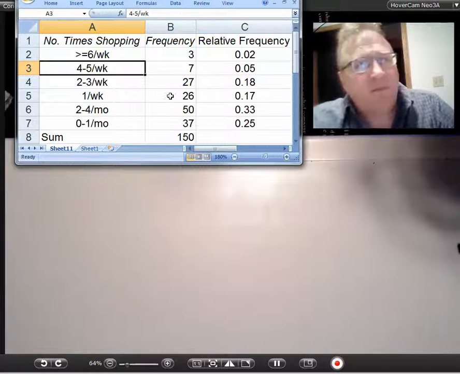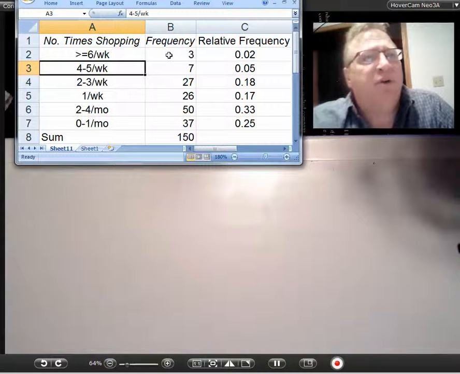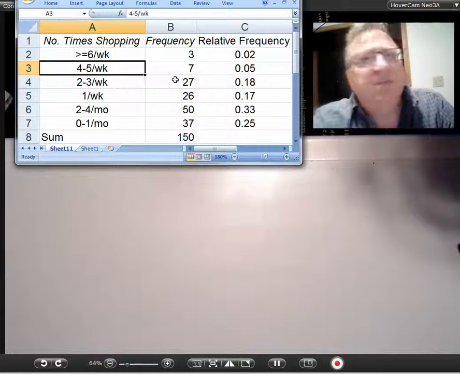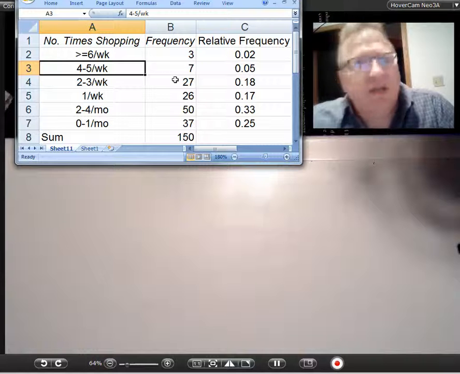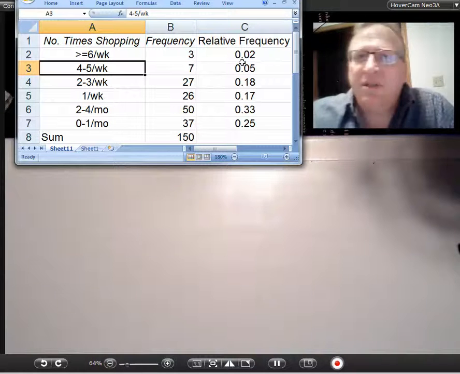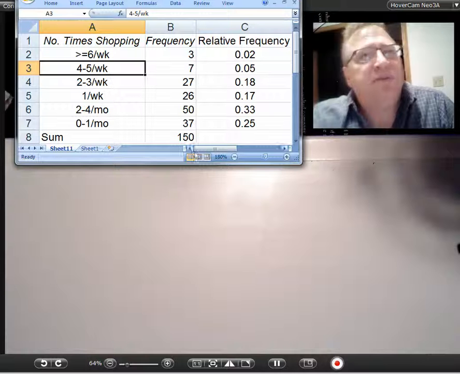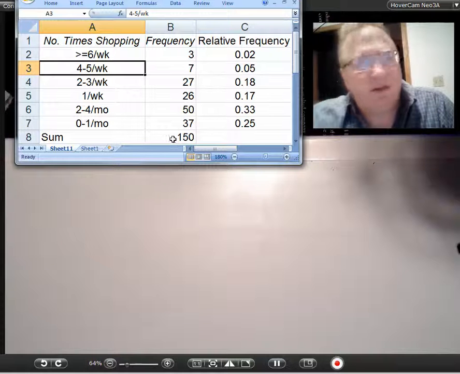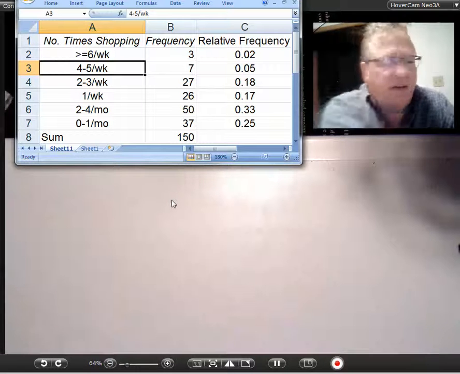And we had these values in here before. This is the frequency. This is our frequency distribution that we generated using our shopping data. And I calculated what's called a relative frequency, where I simply took the frequency and divided by the total number of surveys, 150 of them.